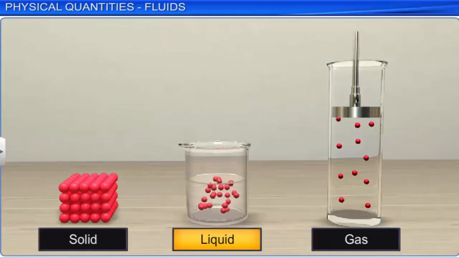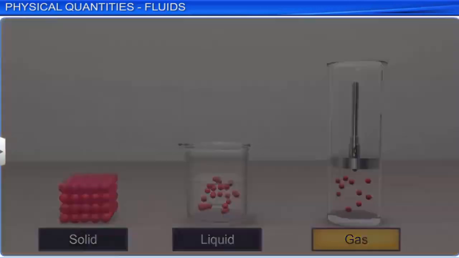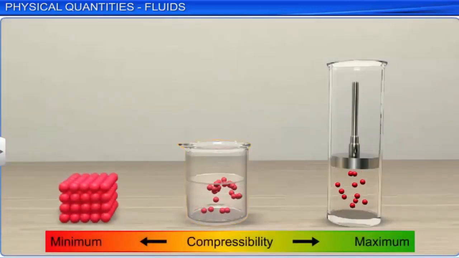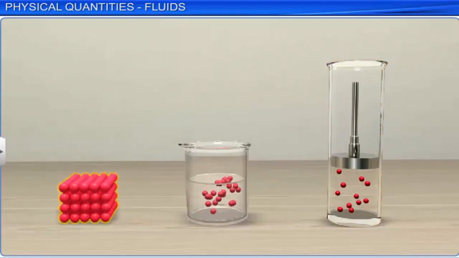Liquids are 10 to the power 5 times less compressible than gases, but are about 10 times more compressible than solids. This is because the molecules in a liquid are not as closely packed as in a solid, but are closer to each other as compared to a gas.